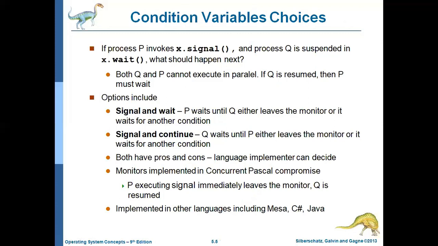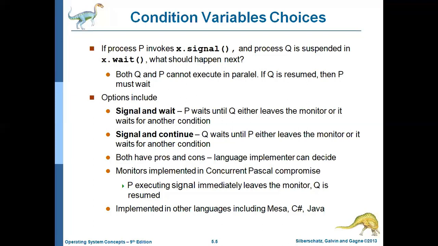So the next one, condition variable choices. Here we are using condition variables, and how it will execute in different ways. If a process P invokes x dot signal, and a process Q is suspended in x dot wait.